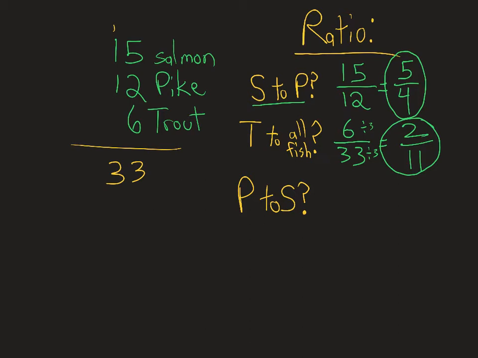All right, P to S, which is pike to salmon. And notice, we already did that. But it does matter with the direction we write things. So P, pike, 12. S, salmon, 15. And notice, that's different than what we had a minute ago. 15 to 12 is not the same as 12 to 15. So you need to notice and remember the order when you write these out, okay? And if we reduce that down, again, there's a common 3.